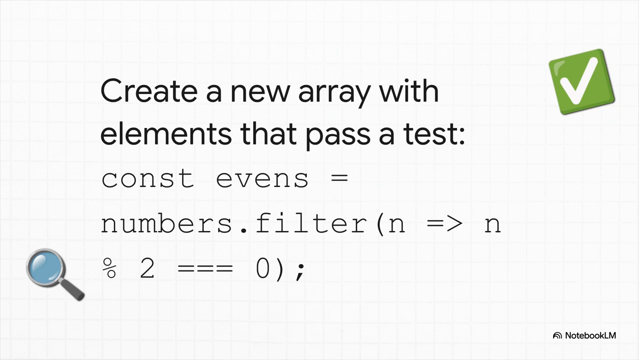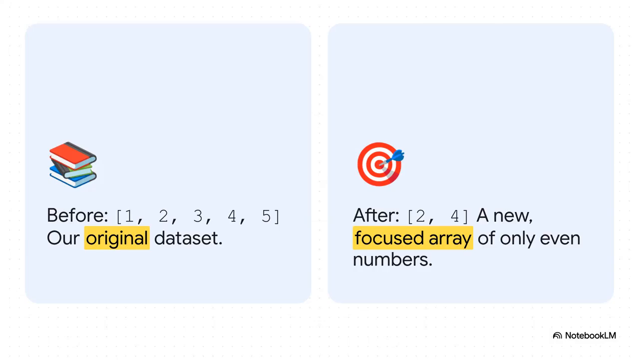So here, we're telling our array, hey, you go find all the even numbers for me. The test we give it is simple. Does the number, when you divide it by 2, have a remainder of 0? If the answer is yes, it's on the list. And just like that, from our original list of 5 numbers, we have this new, super focused array that just has the 2 even numbers.